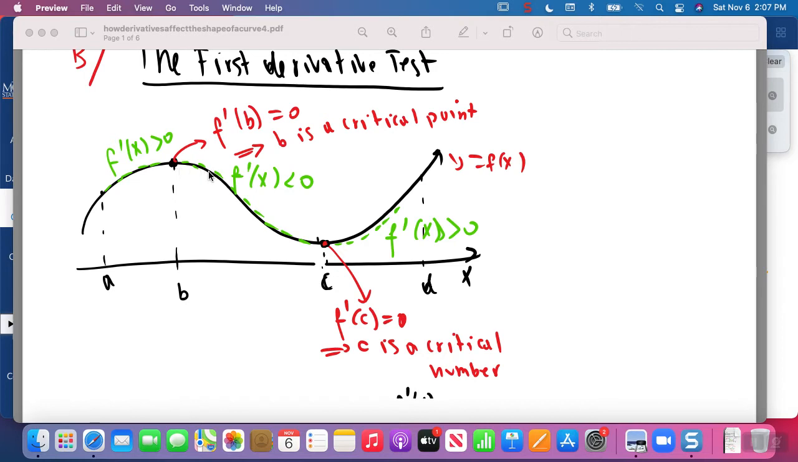And when the first derivative is changing signs from negative to positive at x equals c, then the conclusion is that f of c is what we call a local minimum value. So this is what you call the first derivative test. And the points b and c are called the critical points because the first derivative is 0 there.